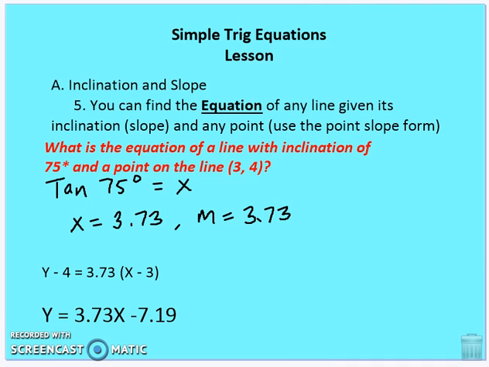All right, so now we're going to use point-slope form. y minus 4 is equal to the slope times x minus 3. And then distributing 3.73 and adding 4 to both sides, you end up with y is equal to 3.73x minus 7.19, which is in slope-intercept form.